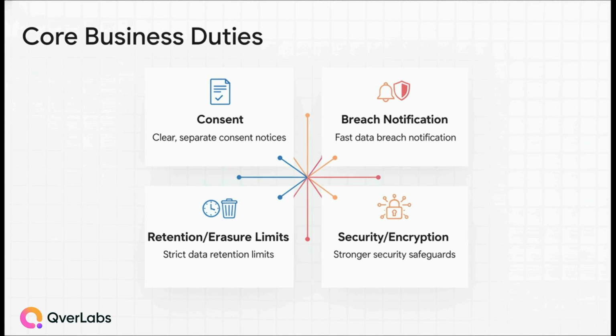Second, fast data breach notification. Hiding a data breach? Yeah, that is no longer safe. You have to report it immediately. Third, strict data retention and erasure limits are mandatory. And fourth, you got to step up your security safeguards. Think end-to-end encryption and really strict access controls.